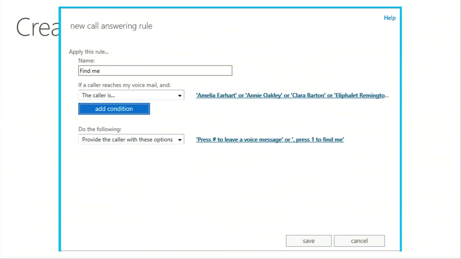So when this rule fires, if Wild Bill Cody calls, he's not on the list of the caller is, so he's going to get the default experience. It's going to play my greeting, and he's going to be able to leave me a voice message or hang up. He doesn't get find me. He doesn't get any of the other actions that I may have associated with this rule.